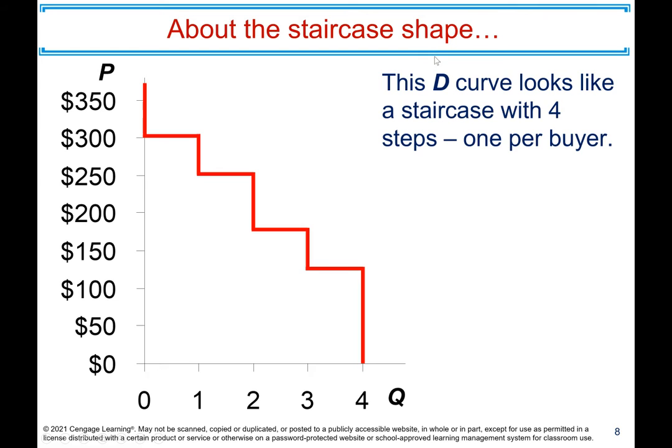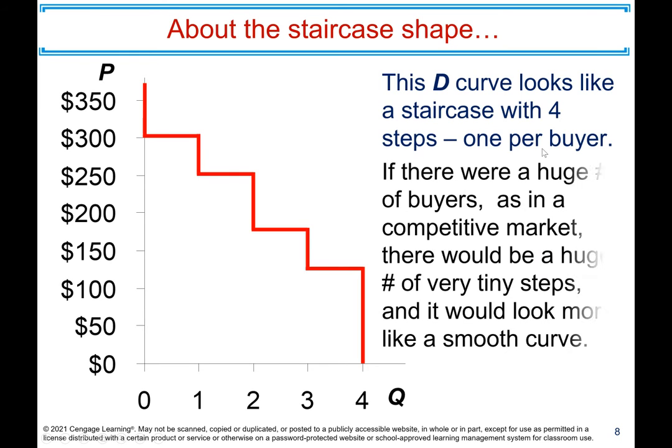About the staircase shape: this demand curve looks like a staircase with 4 steps, one per buyer. If there were a huge number of buyers, as in a competitive market, there would be a huge number of very tiny steps, and it would look more like a smooth curve, which is what you usually see. A straight line, a smooth curve.